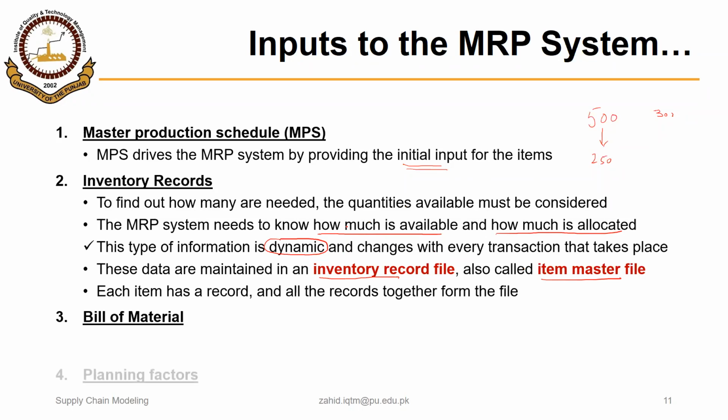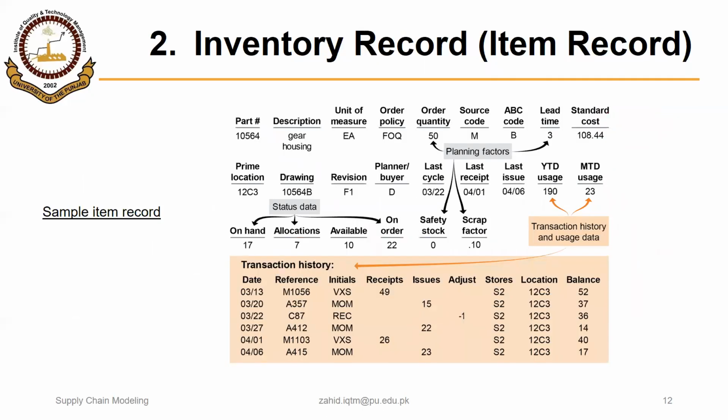The third important input is the bill of material. We will see it in one of the following slides, and the fourth is planning factors. So let's first see an example of this second important input, the inventory record file. This is an illustrative example showing the item record for part 10564. This is the gear housing. The component is gear housing. Units of measure are each, but there could be dozens or some other units as well. Order quantity is a fixed order quantity equal to 50.